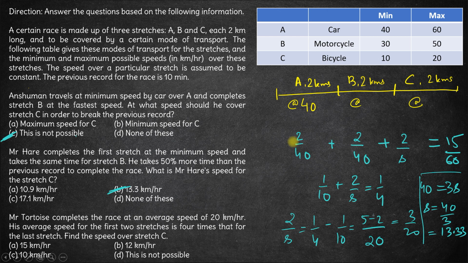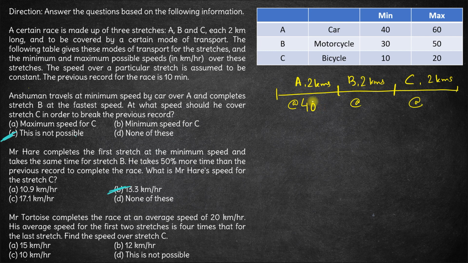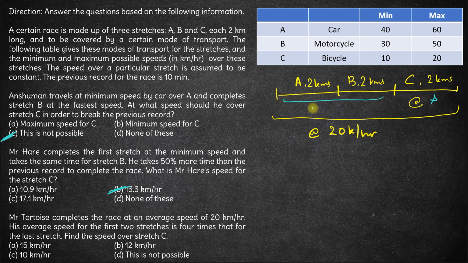Now coming to the last question in this set. In this last question, we have Mr. Tortoise completes the race at an average speed of 20 kilometers per hour. Okay, so this whole thing is covered at an average speed of 20 kilometers per hour. The average speed for the whole journey is 20, such that the average speed for the first two stretches is 4 times that of the last stretch. So for the last stretch, if let's say the average speed is S, that means the average speed for the first two stretches is 4 times S. This is what is given.